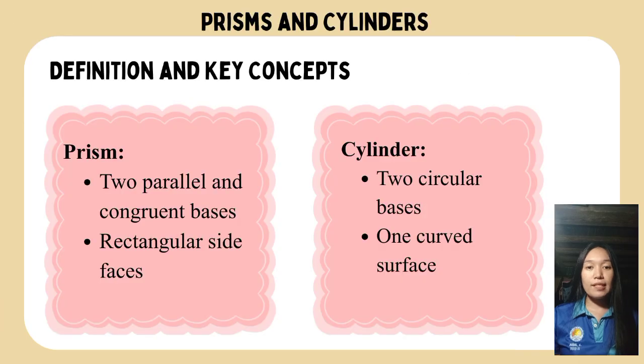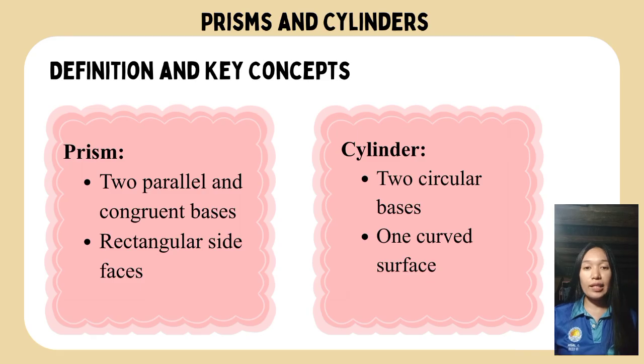Prism and cylinder: definition and key concepts. A prism is a solid with two parallel congruent bases connected by rectangular or parallelogram faces. Its shape depends on the base, like triangular or rectangular prism. It has volume and surface area formulas.